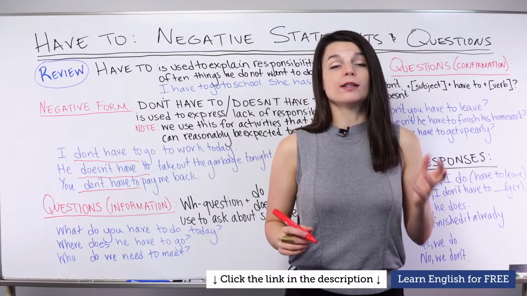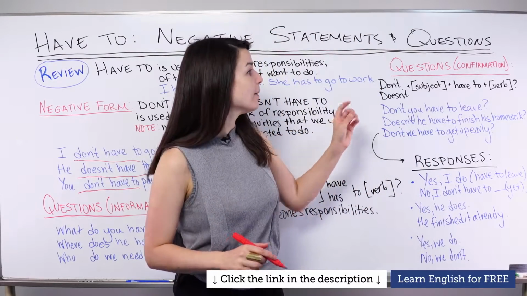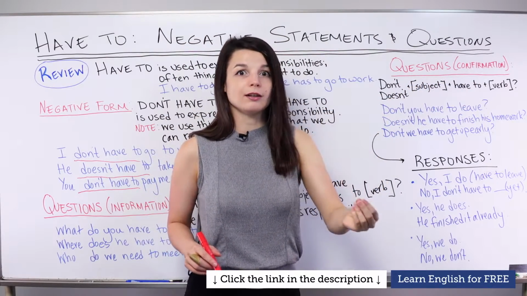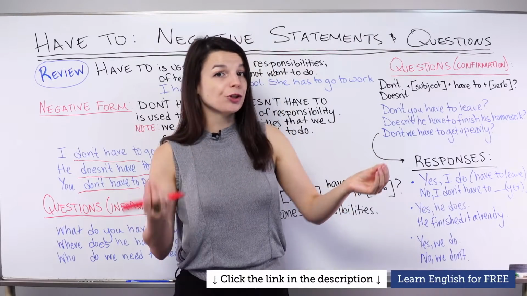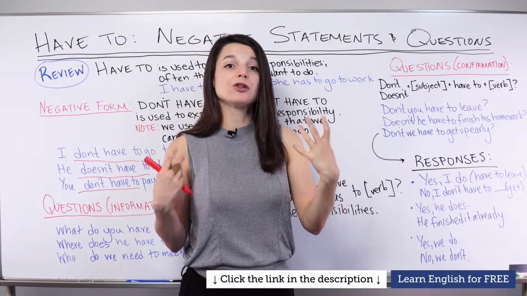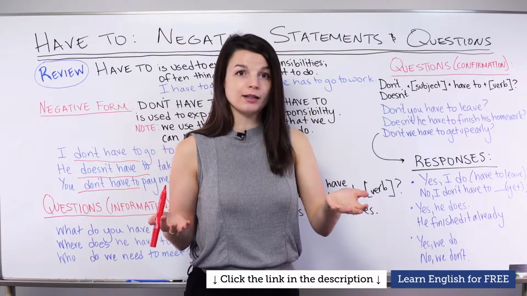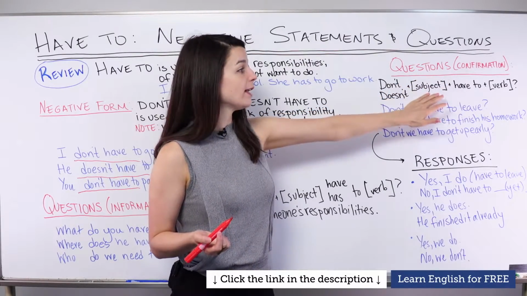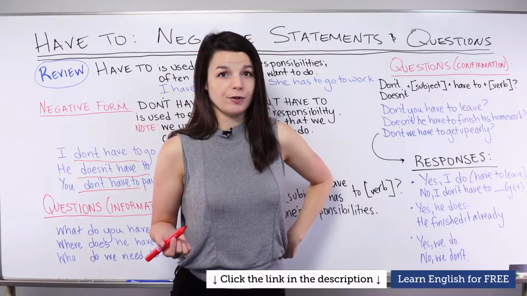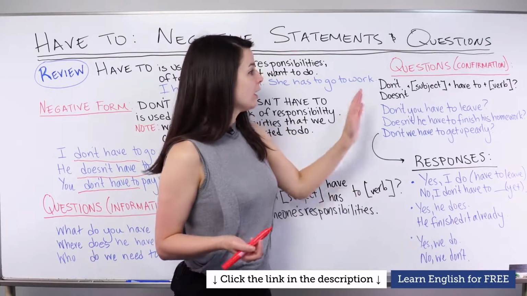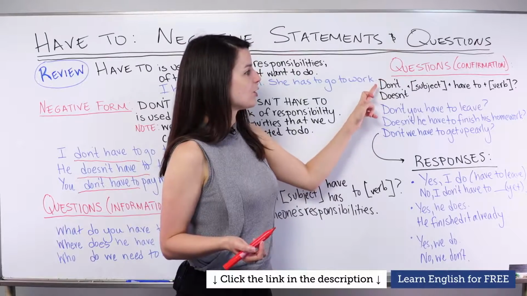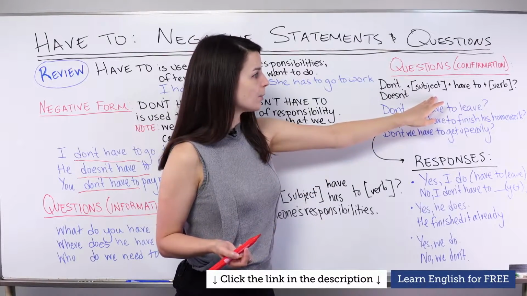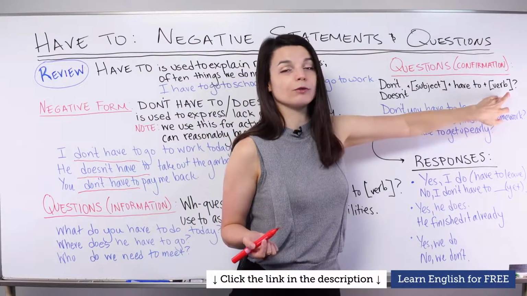Let's move on though to the second question pattern that I want to talk about today. That is questions for confirmation. Confirmation means like check, using a question to check the information that you have, to make sure you are correct or maybe incorrect. When we make a confirmation question, the pattern is quite different from the information question pattern we looked at a moment ago. Here, we will begin the question with don't or doesn't, depending on the subject. So don't or doesn't, plus your subject, plus have to, plus your verb or verb phrase.